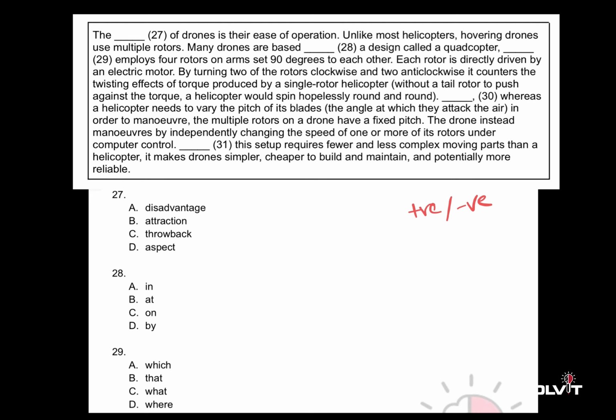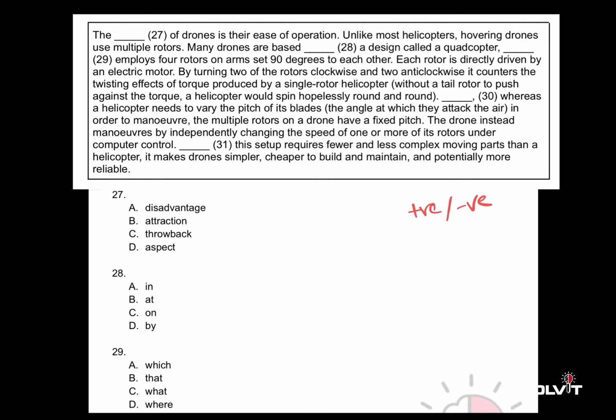Dash. Whereas a helicopter needs to vary the pitch of its blades, the angle at which they attack the air, in order to maneuver, the multiple rotors on a drone have a fixed pitch. The drone instead maneuvers by independently changing the speed of one or more of its rotors under computer control. This setup requires fewer and less complex moving parts than a helicopter. It makes drones simpler, cheaper to build and maintain, and potentially more reliable.